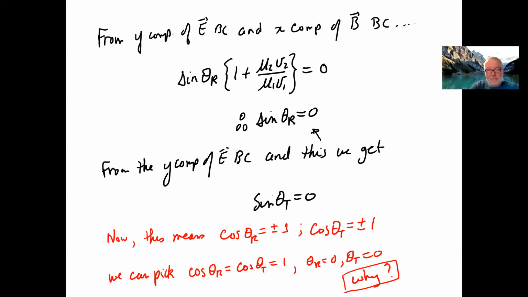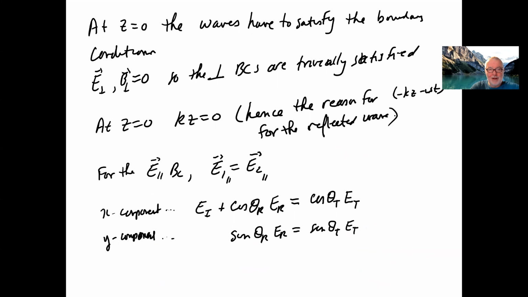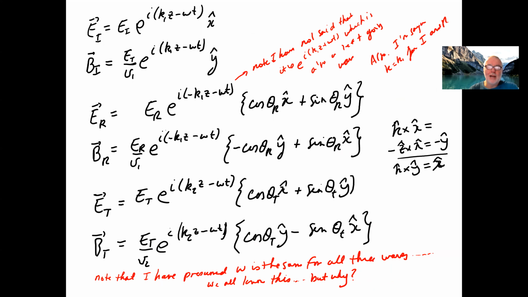But ultimately, I'm going to go back a little bit. I know this is probably a little bit annoying when I skip through like this, but what this really amounts to is that these terms in ER, BR, ET, and BT, the sine theta R times Y hat, sine theta R times X hat, sine theta T times Y hat, sine theta T times X hat, all four of those terms are 0. And these terms are all 1 minus, X hat minus Y hat, X hat, Y hat, okay?